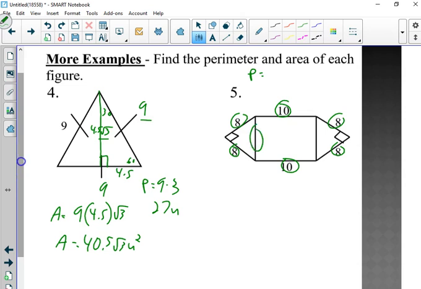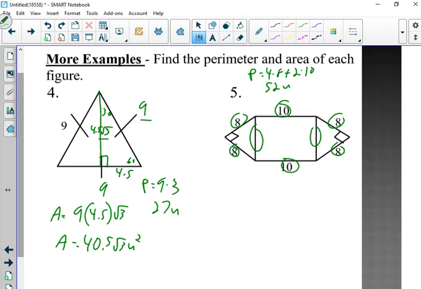We're not going to use these numbers for the perimeter. You can't, that's inside. So if this was a fence, you're not counting the inside extra fencing. Okay, so we have 4 times 8 plus 2 10s. So 32 plus 20, 52 units.